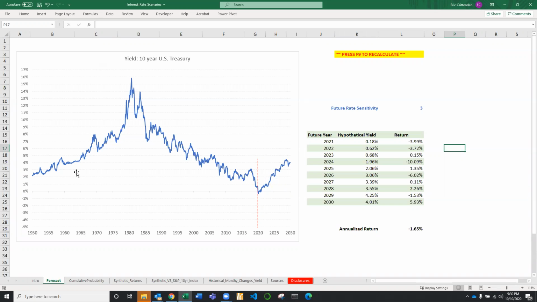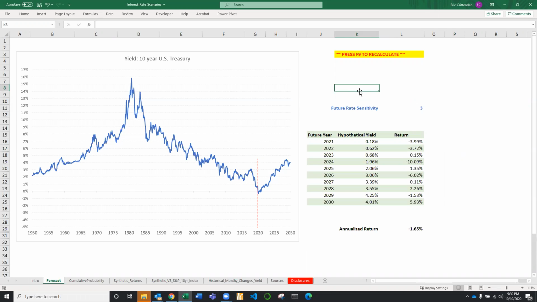You've got the rising interest rates in the 50s and 60s. You've got the stagflation during the Jimmy Carter era, and then you had the 40 years of beautifully declining interest rates that we all benefited from. This red line represents the current date, which shows that anything to the right of that is obviously hypothetical simulated data. And that's the point of this spreadsheet.